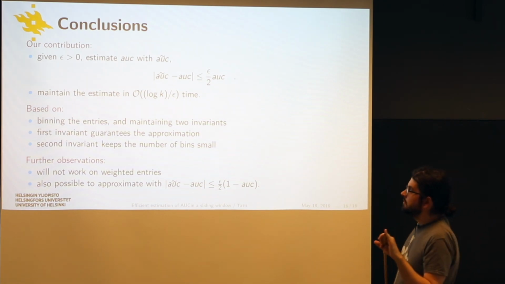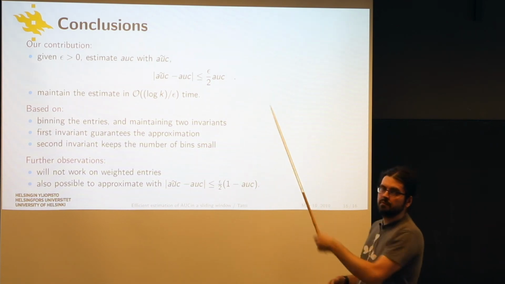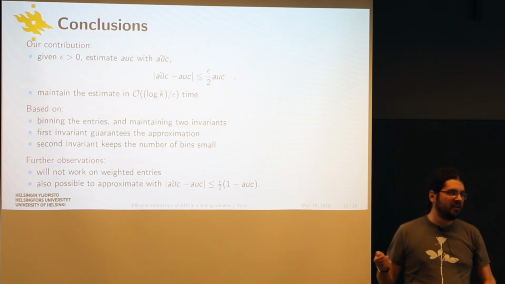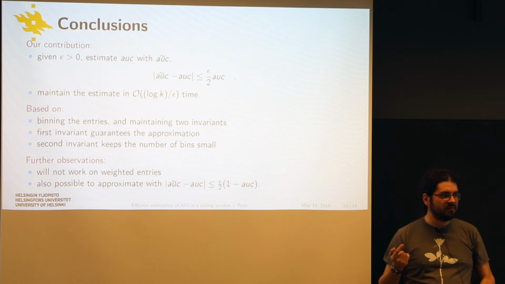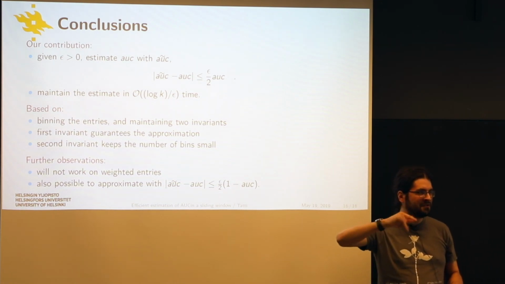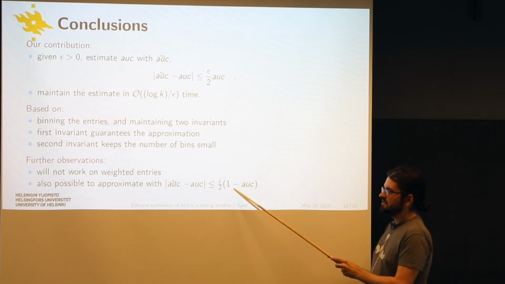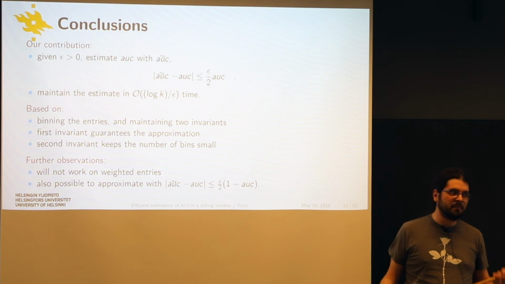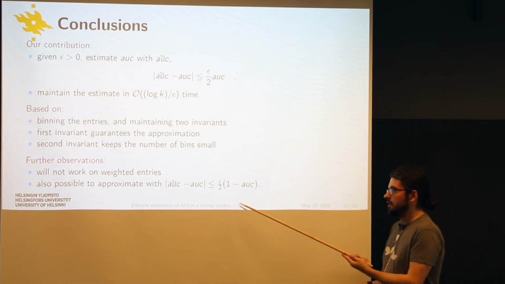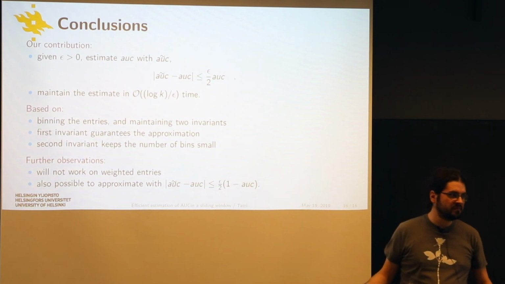Also, you can reverse this approximation, because typically AUC will be close to 1, but you can also do it the other way around. This just reverses how you compute the estimation. So in practice, you should get a better estimate by doing 1 minus AUC.